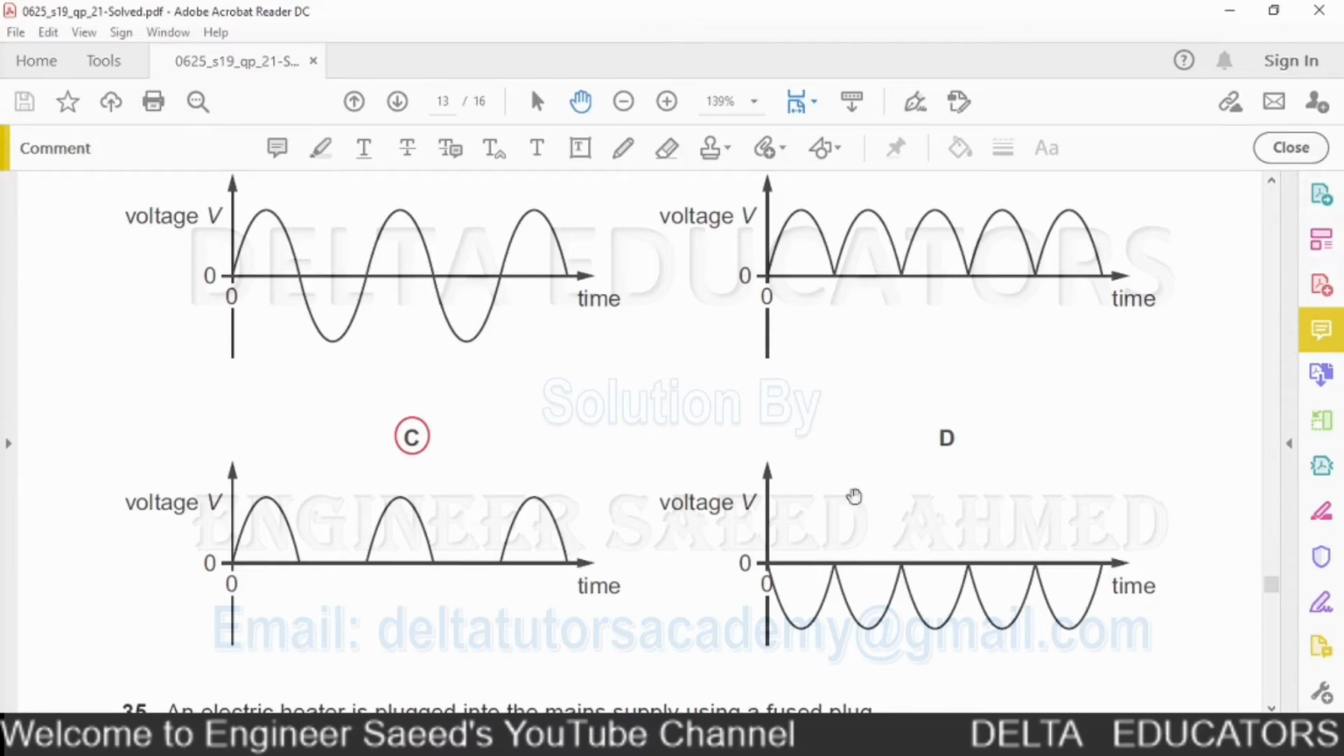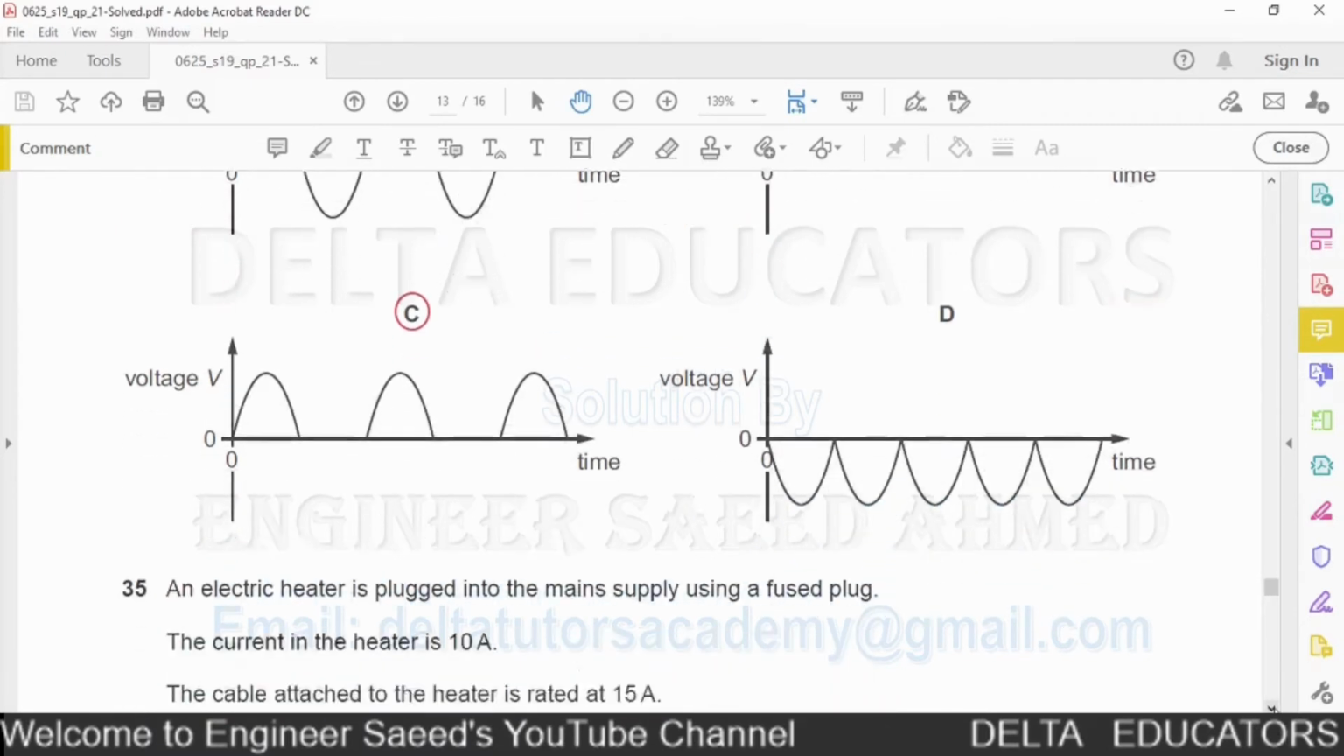In option D, we are looking, we have only one type of wave. We have only negative cycle, not the positive cycle. So here we have rectification, but this one is full wave rectification. It is not half wave rectification. This type of rectification we get when we use two diodes in place of one diode. So our correct option, option C, here we get half wave rectification because we are using only one diode.